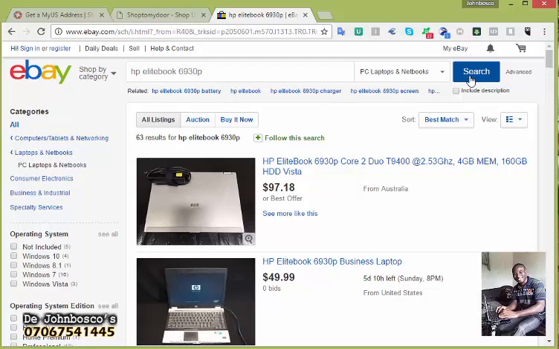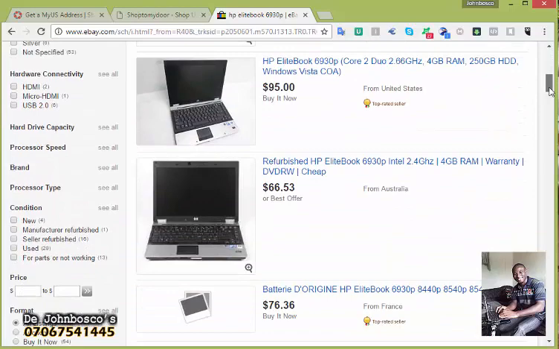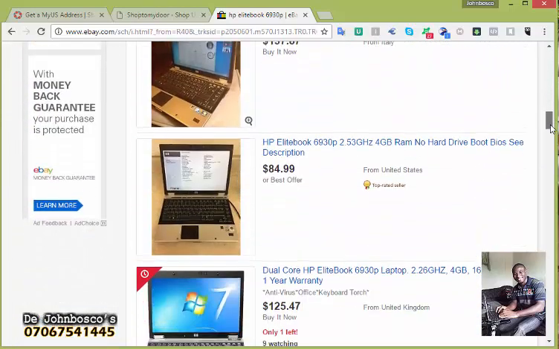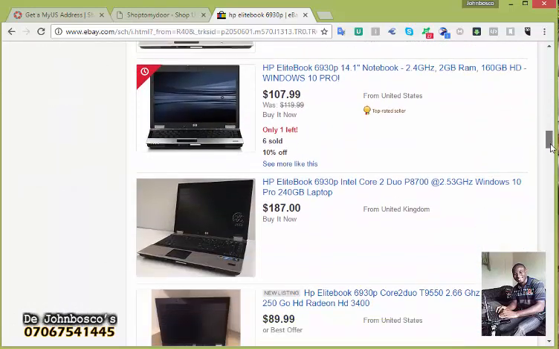So you don't buy it and start screaming at the top of your voice that they sold you something that is not good. I fell for that some time ago when I started early, way back in 2012, when I bought my first item from eBay.